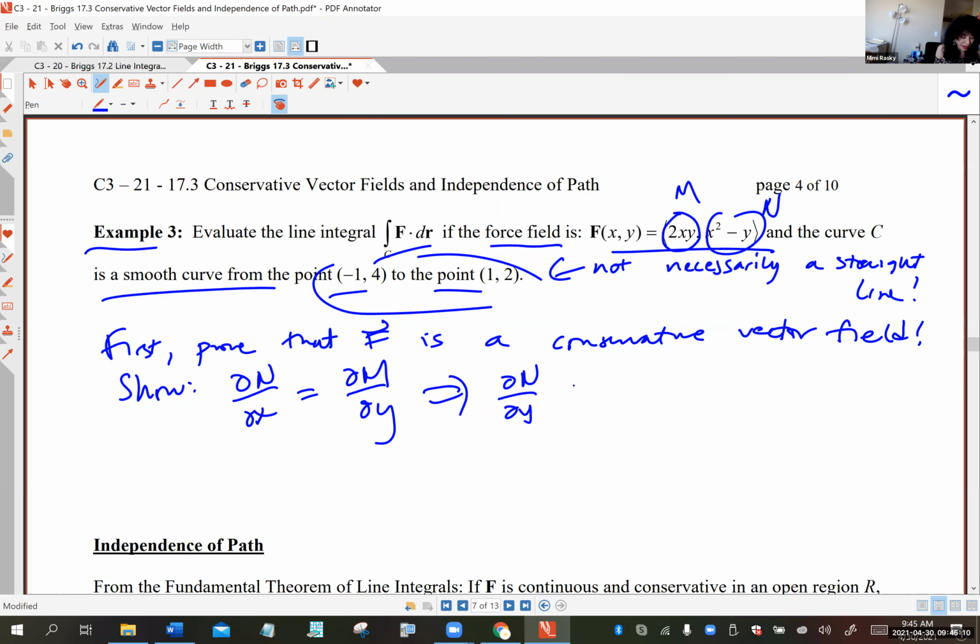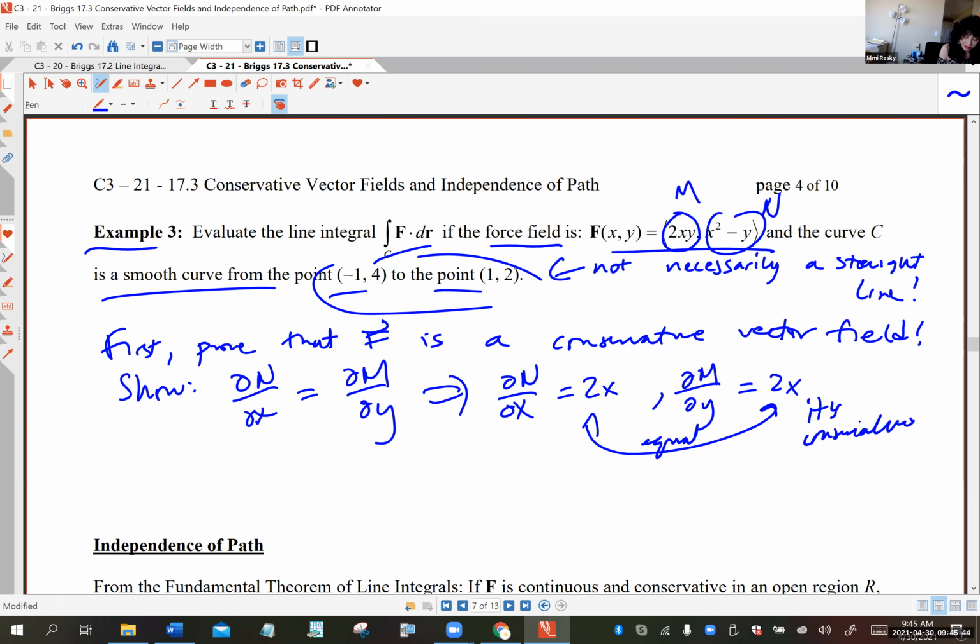So what is dN/dx? What is the derivative of x squared minus y with respect to x? 2x. And what is the partial of M with respect to y? 2x. It's also 2x. And these are equal. So good news. It's conservative.